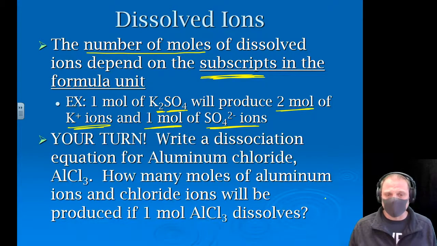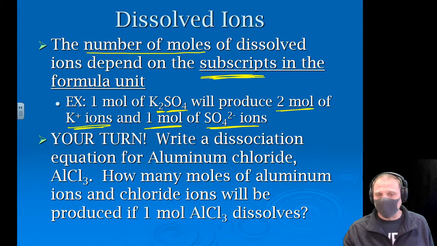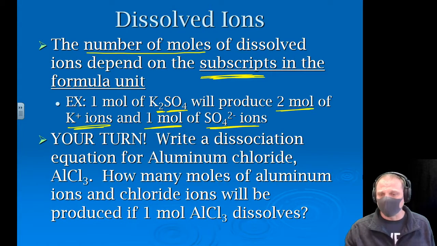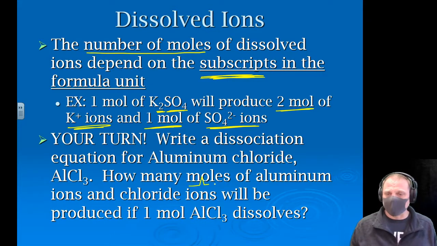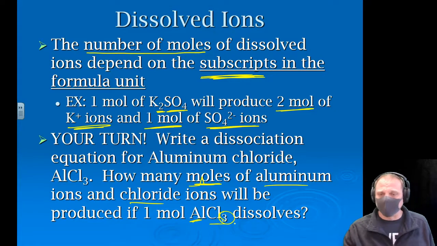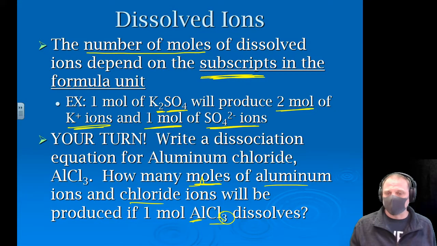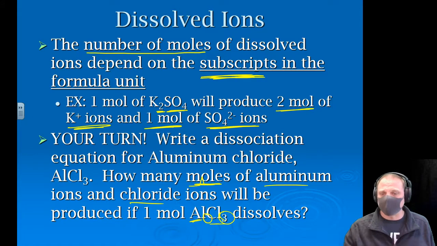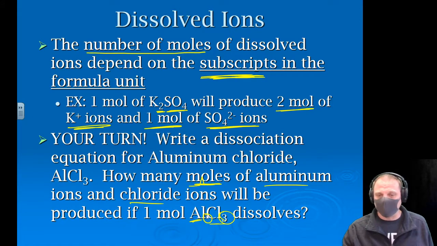So let's look at this one. It says, write a dissociation equation for aluminum chloride. How many moles of aluminum ions and chloride ions will be produced if 1 mole of aluminum chloride dissolves? Okay, so we're just trying to ask ourselves about the number of moles of aluminum and chlorine, right? Well, it's aluminum and chlorine, but there's a 3 after the chlorine, so we've got to pay attention to that. There's not a 3 after the aluminum. There's just the imaginary 1 there, right?